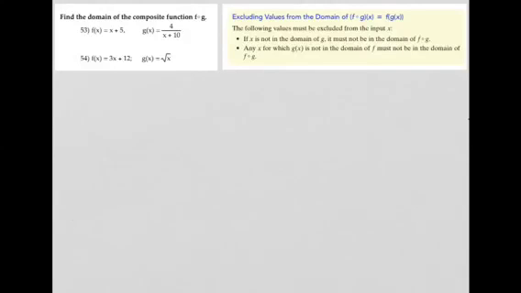So let's take a look at number 53. And what do we have to exclude from g of x, from the domain? We have to exclude negative 10 because that would make the denominator 0. So the domain of g is negative infinity to negative 10, and then we union that with negative 10 to infinity, because we're only cutting out that one value.